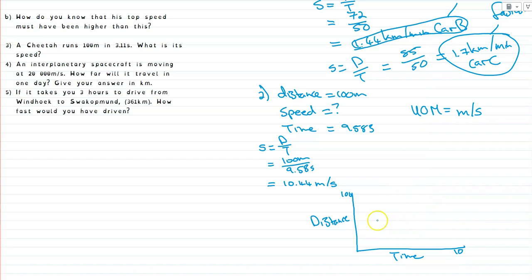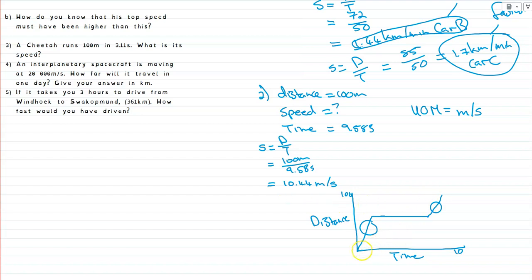However, he did not run in a constant speed, because we all know in a race, right, we go very fast in the beginning, and then we run in a constant speed in the middle, and then when we get to the end of the race, we increase again. Okay, so now they're asking us, how do we know that his top speed must have been higher than this? Now, the top speed would be here, or it would be there. But we all know that it would be higher than 10.44, because that is the average speed.